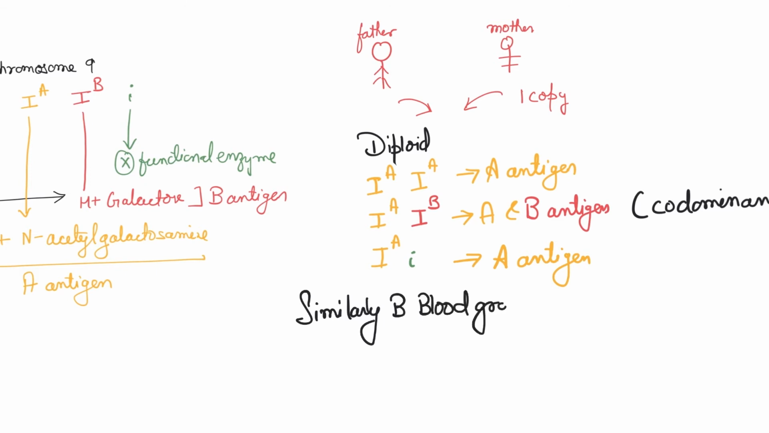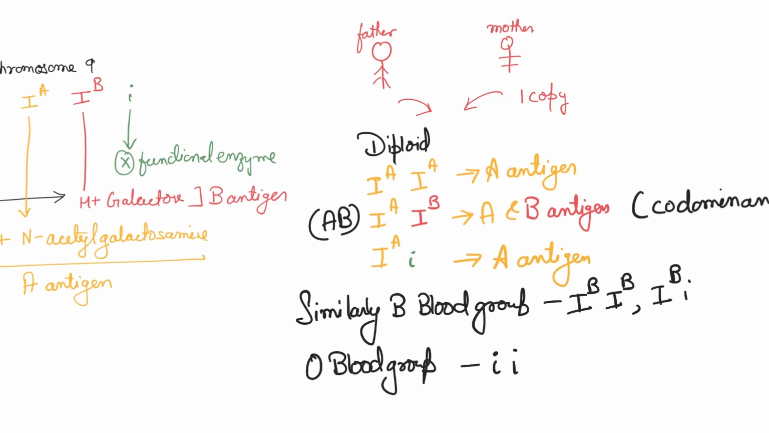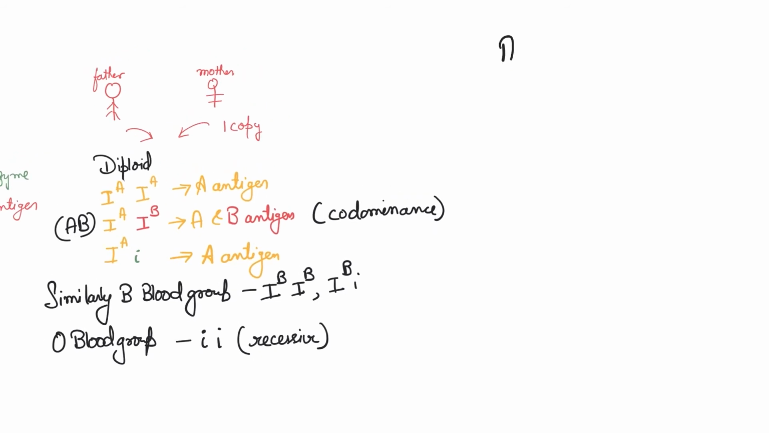Similarly, if I say B blood group, what can be the possible gene or allelic combinations that you might have? So you might be IB IB or IB small i. All right. O blood group will only be there if you are small i, ii. We have the recessive allele from both of your parents. Okay. Now, why does this matter, and how does this matter when we are talking about blood transfusions?